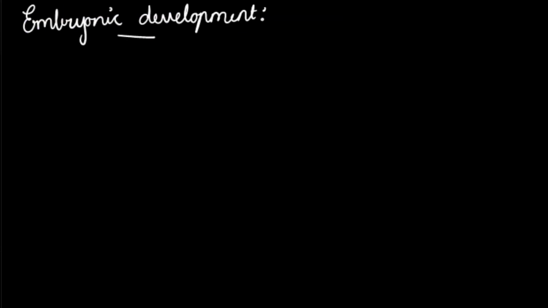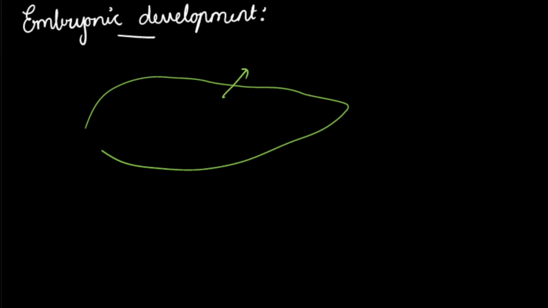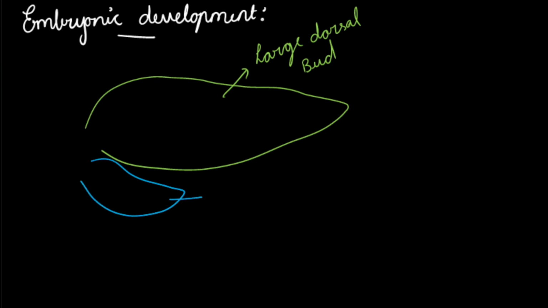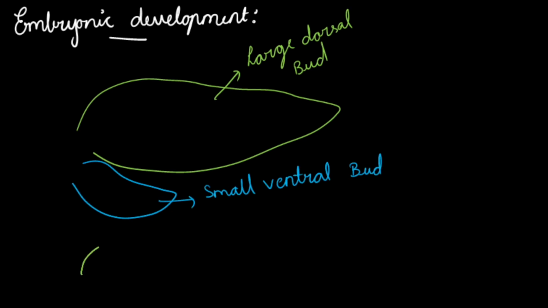So now regarding the embryonic development of the pancreas, here we have two different buds. This one is the large dorsal bud, and here we have the small ventral bud like this. The large dorsal bud and the ventral bud fuse to form the pancreas in this way.